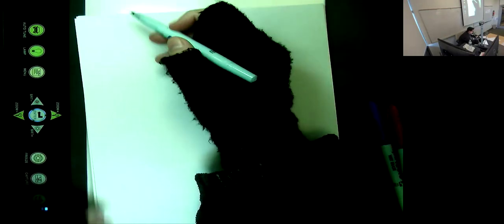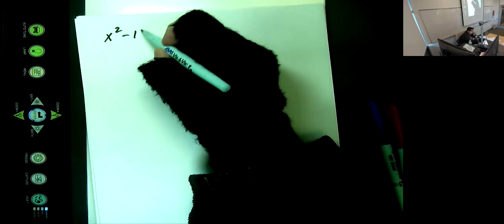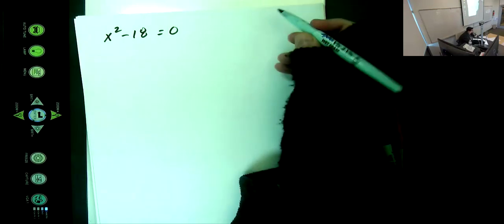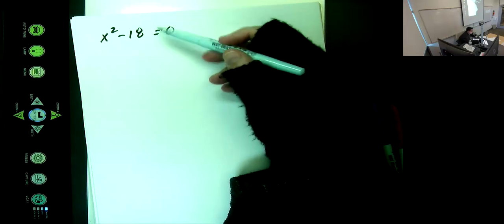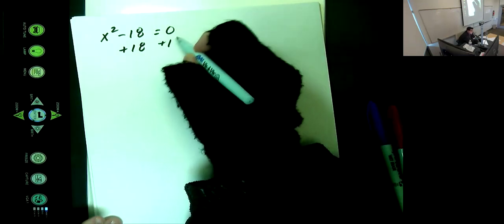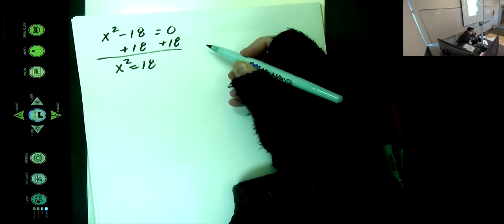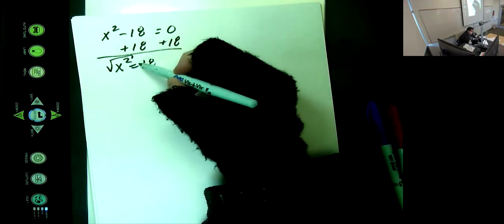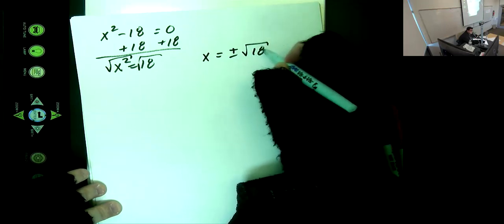Let's take some examples. Let's say, I don't know, x squared minus 18 equals 0. This isn't a perfect square, so even if I wanted to do the difference of squares or something like that, it's a little harder to do. But what we can do is add 18 to both sides. And then we take the square root. So x equals plus or minus the square root of 18.